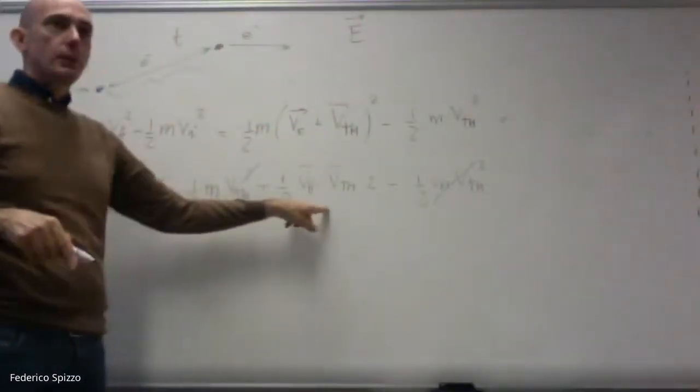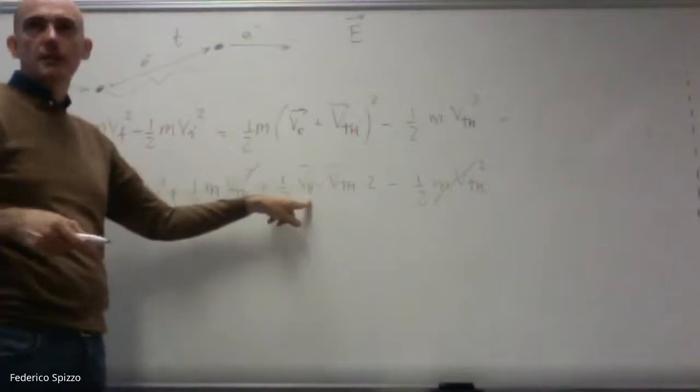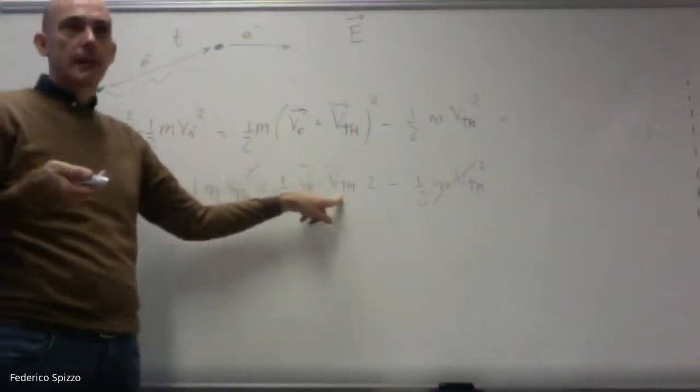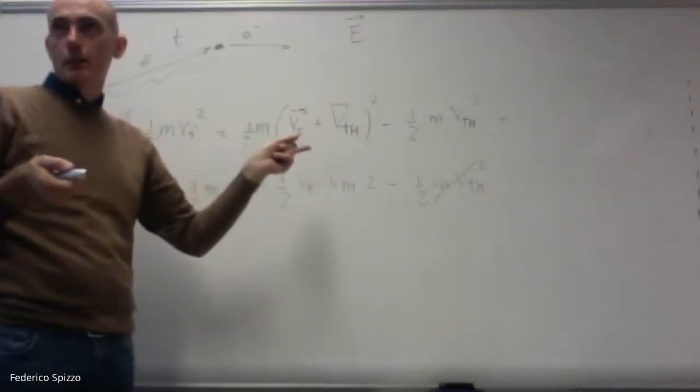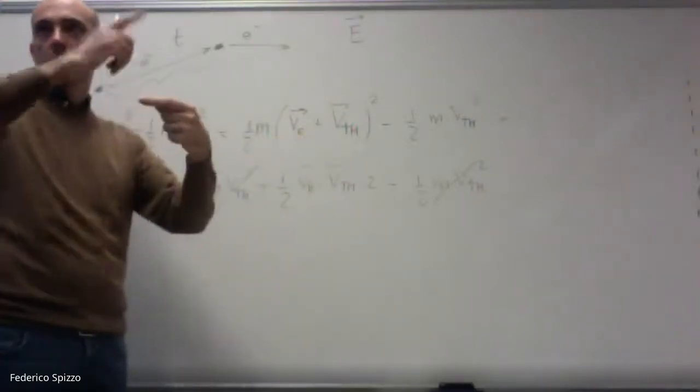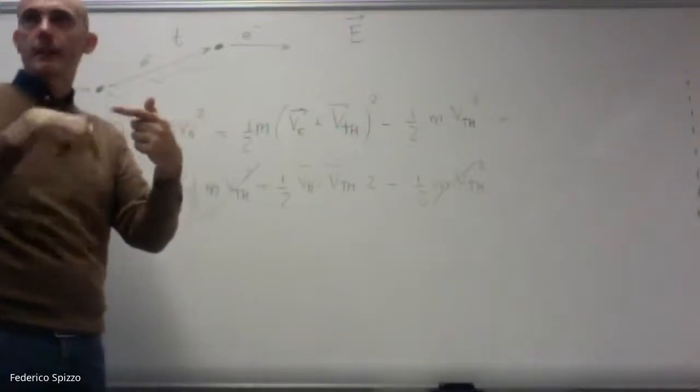Also here, you have the scalar product between the velocity due to the electric field and the thermal velocity. On average, the thermal velocity is equal to 0 because the directions of the thermal velocity are completely random.